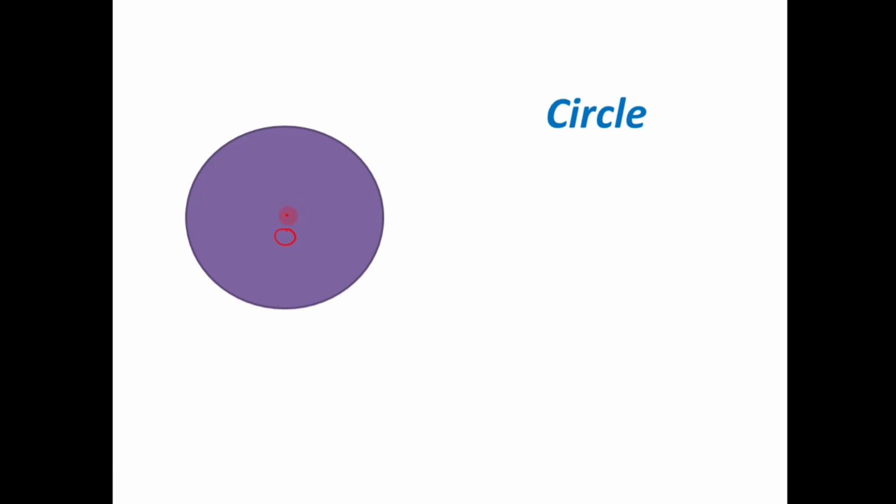Now if we join the center of a circle to any point on the circle, suppose point A on the circle, this distance between the center and a point on the circle is called the radius, which is denoted by the letter R. To find the area of a circle, we need only one variable, that is the radius. If we have the radius of the given circle, we can find the area of the circle by the formula: area of a circle is equal to pi r square.